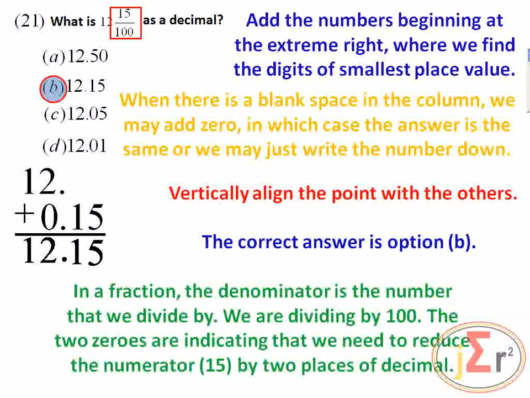In a fraction, the denominator is the number that we divide by. We are dividing by 100. The 2 zeros are indicating that we need to reduce the number 15, which is the numerator, by 2 places of decimal.